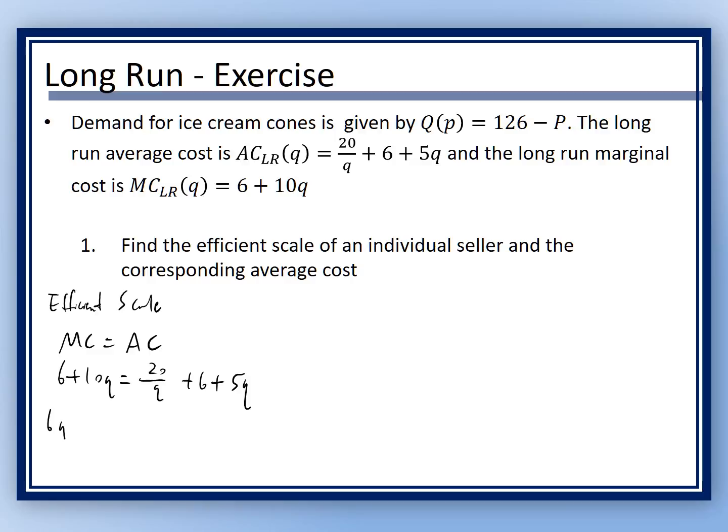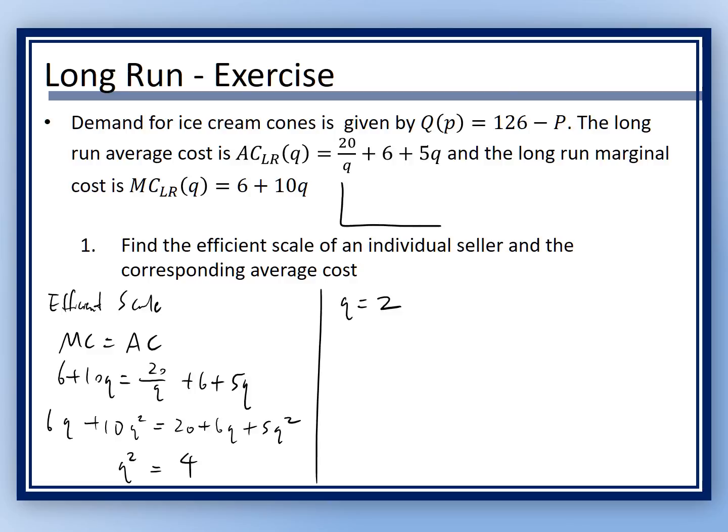It looks like you're going to have a quadratic equation here, right? 10q squared. Rearranging gives you q squared equals 4. So it actually turns out very simple. q equals 2. So each seller is going to be selling 2 units. That's what it is. Each seller is going to sell 2 units.